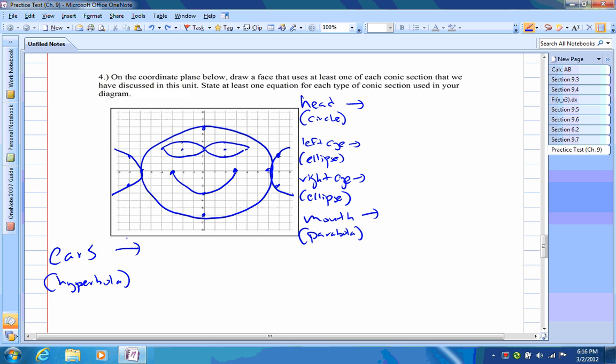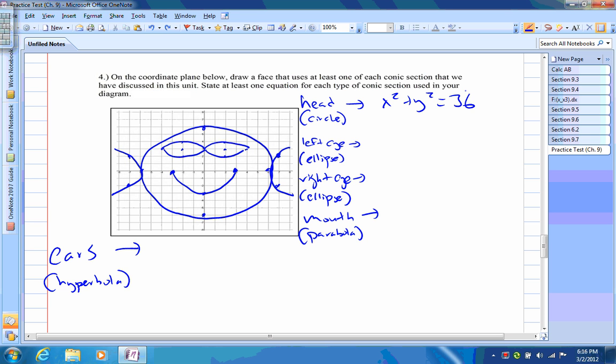Let's start with the head. That should be easy. Clearly, if you look at the head, the center is at 0, 0, and the radius is 6. So we have x squared plus y squared equals 36. That should be easy.